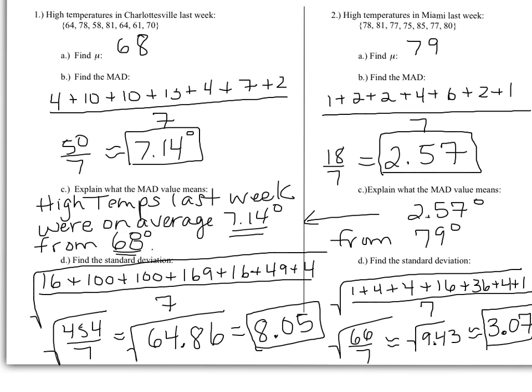How often do we wake up freezing cold and put on a sweater, and then we leave school and it's like 75 degrees outside? Then the next day it's like 68 degrees, and then the next day it could be like 50. So temperatures fluctuate, especially this time of year. Temperatures fluctuate a little bit more in Charlottesville, which is why our MAD and our standard deviation are going to be a little bit bigger.